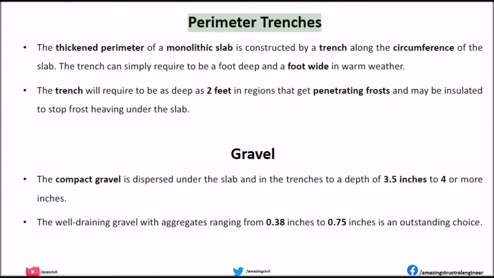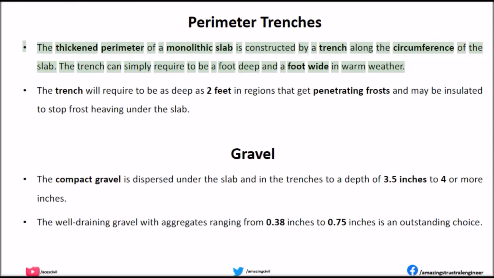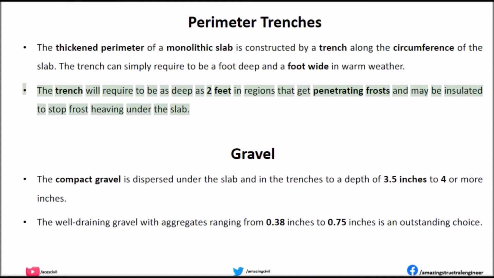Perimeter trenches. The thickened perimeter of a monolithic slab is constructed by a trench along the circumference of the slab. The trench may only need to be a foot deep and a foot wide in warm weather. The trench will need to be as deep as 2 feet in regions that get penetrating frosts and may be insulated to stop frost heaving under the slab.